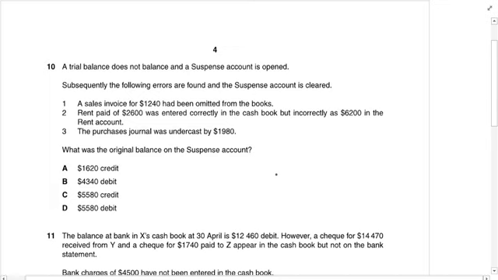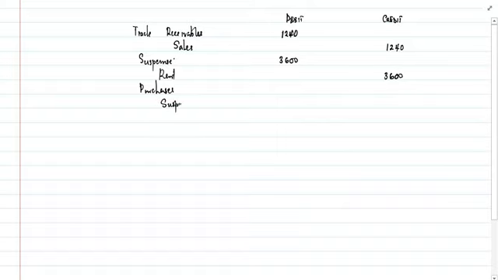Right, finally, the purchases journal was undercast by 1,980. So the purchases are understated. We would have to increase the purchases. So debit purchases, credit suspense 1,980. So posting these transactions to a suspense account.